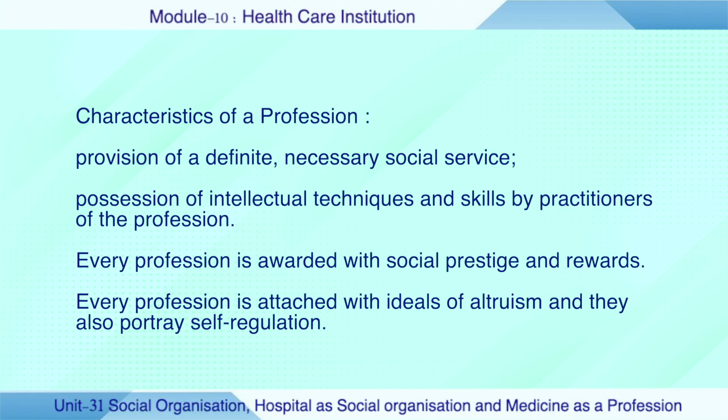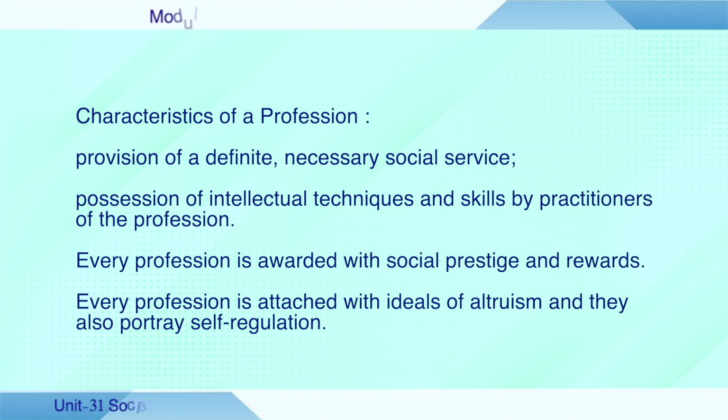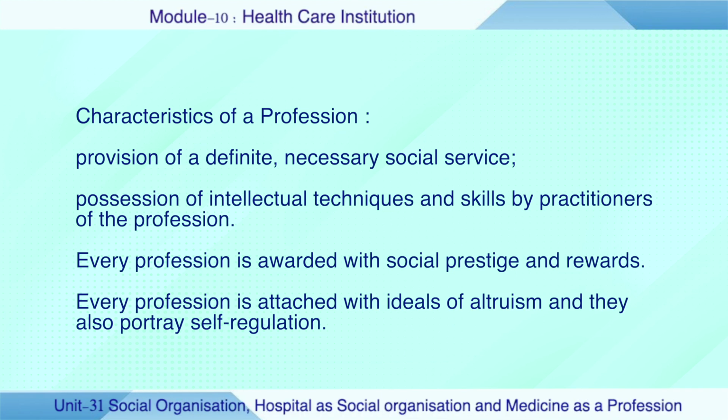Every profession is awarded social prestige and rewards. A certain level of public trust is attached to a profession. Every profession is attached with ideals of altruism, and they also portray self-regulation, which basically means that professionals form their own organization, and keep a check on their practicing standard and licensing. Based on the above features, the coming section will analyze the profession of medicine and chart its historical development to understand its prominence in contemporary society.